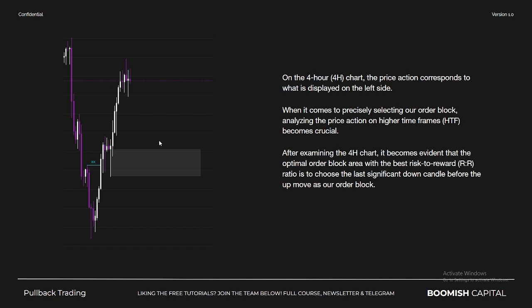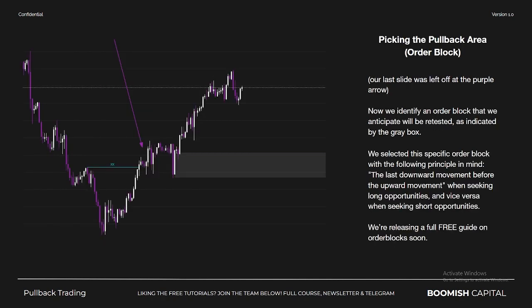Now again, I'll be doing an entire separate video, releasing a full free guide on order blocks soon, in which I will go over exactly how I select order blocks, or how you can select the best order blocks for your trades. That one is coming out soon too, so just keep an eye out for that. It currently is not out yet, but it will be in the next few weeks, right after this video, I presume.